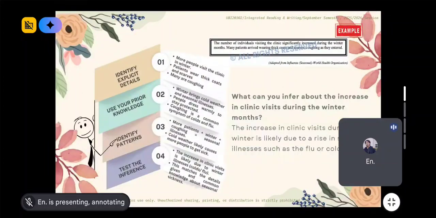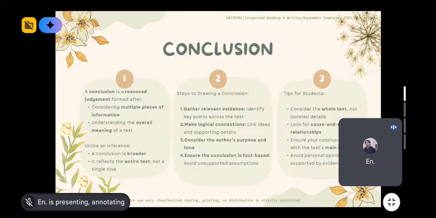So basically, inference is just an educated guess, a guess that is made based on information that we have read. Now, what about conclusion? Let's move to conclusion. Conclusion is a reasoned judgment formed after considering multiple pieces of information, understanding the overall meaning of a text.